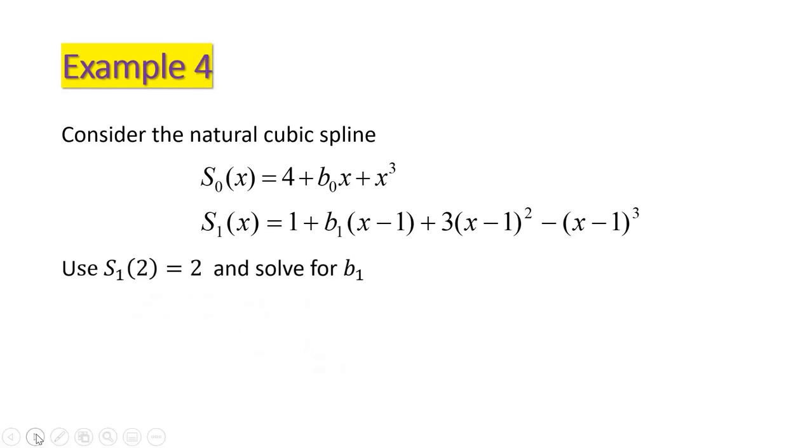Okay, then example 4. Use the same natural cubic spline function. Use S1(2) equal to 2 to solve for B1. So we plug in x equal to 2 into S1. So 1 plus, when x equal to 2, 2 minus 1 is 1, so plus 3 times 2 minus 1, which is 1, so minus 1, equal to 2 from here. 2 minus 1, so 1 squared is 1, so plus 3. 2 minus 1, so 1 cubed is 1, so minus 1. So 1 and 1 cancel. So B1 will be 2 minus 3, equal to negative 1.